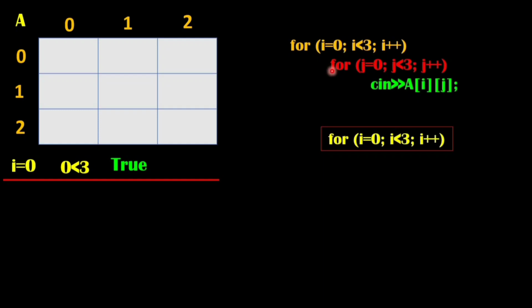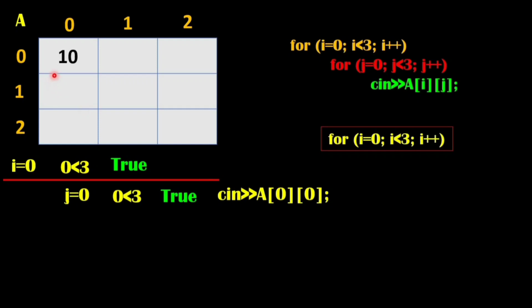Inside the first for loop you have one more for loop. There j = 0, j < 3. So 0 less than 3, that is true. So what is inside the second for loop? We have the cin statement, cin a[i][j]. So i is 0, j is 0. So cin a[0][0]. I will enter a random value that can be any value. So I have entered the value as 10.